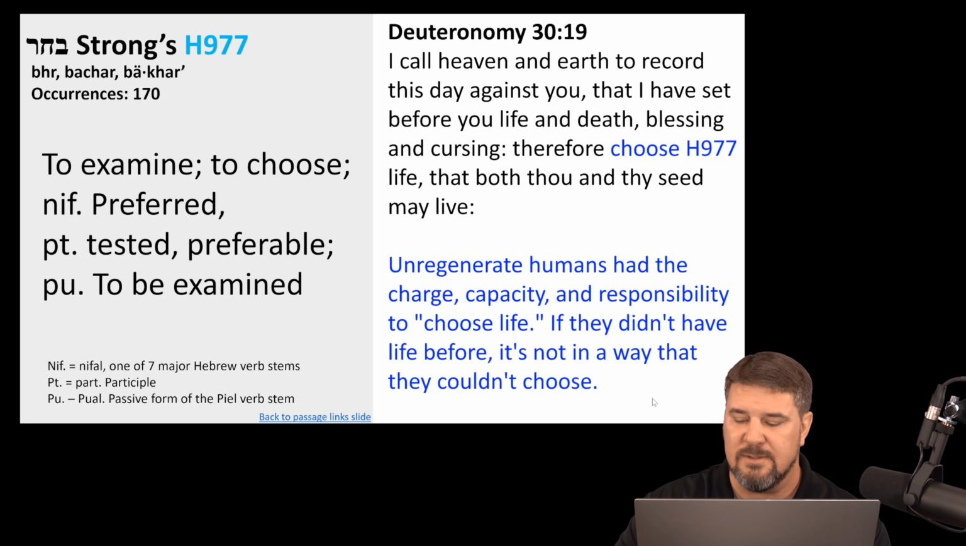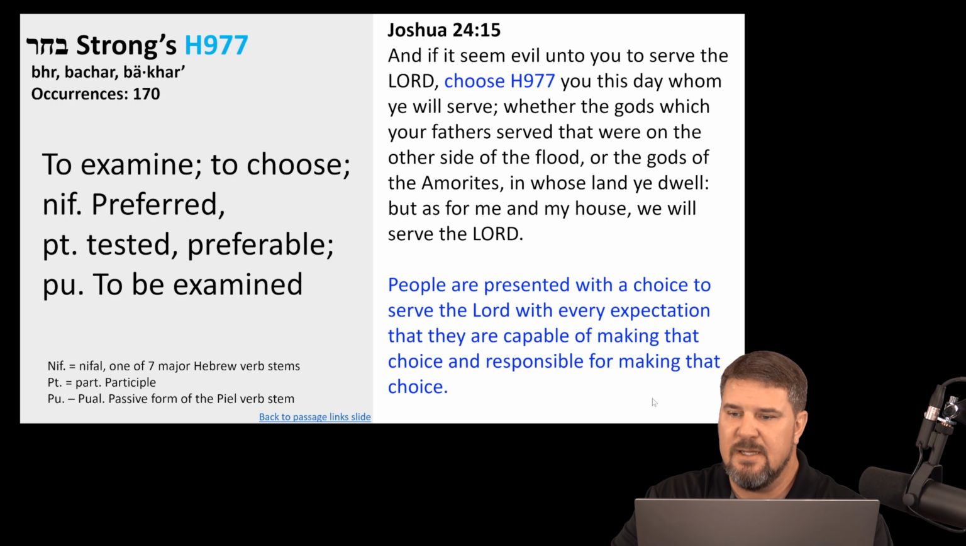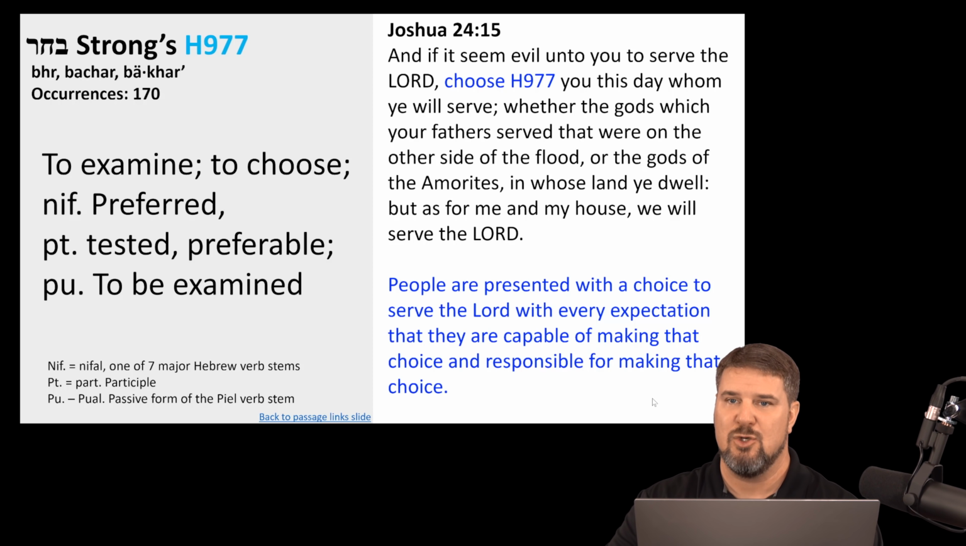And there's no reason to assume that somebody cannot be told to choose life and then also not have the responsibility for that choice. In Joshua 24:15, if it seem evil unto you to serve the Lord, choose you this day whom ye will serve, whether the gods which your fathers served that were on the other side of the flood, or the gods of the Amorites, in whose land ye dwell. But as for me and my house, we will serve the Lord. The people are presented with a choice to serve the Lord with every expectation that they are capable of making that choice and responsible for making that choice.